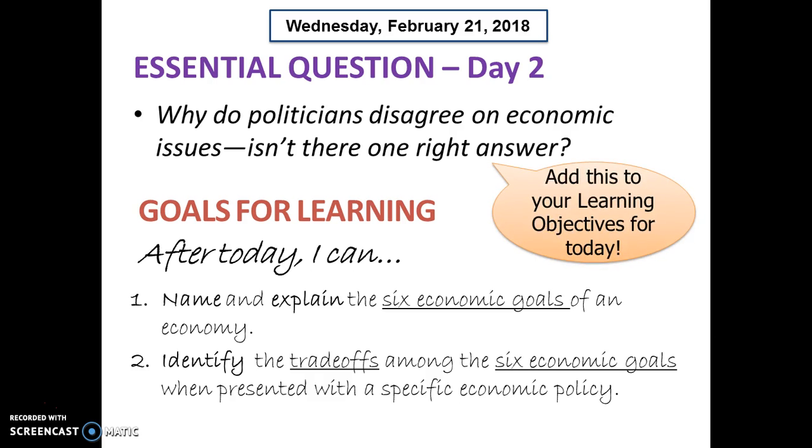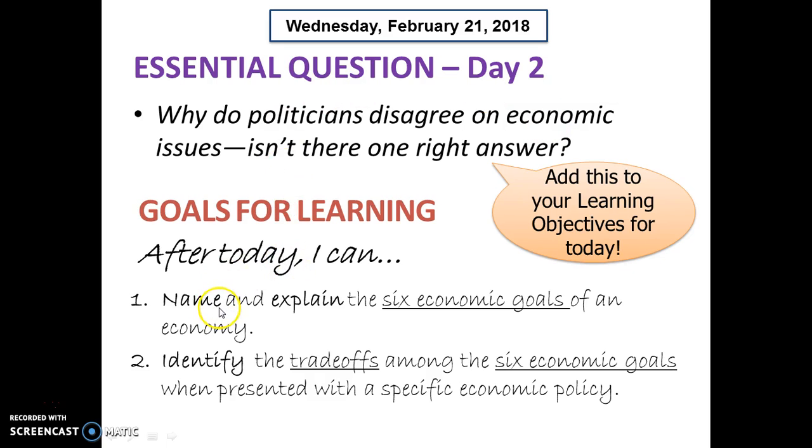Our big question for today: why do politicians disagree on economic issues? Isn't there one right answer? We can think of any economic issue, from minimum wage to universal health care, and how there are different viewpoints. Why is that, and how do we come to a consensus?